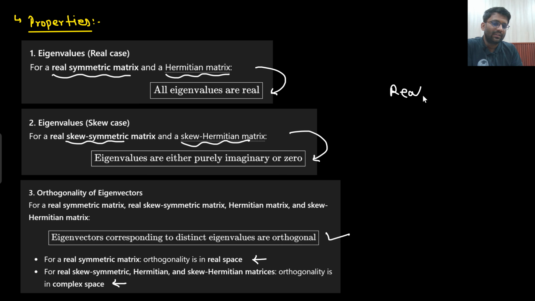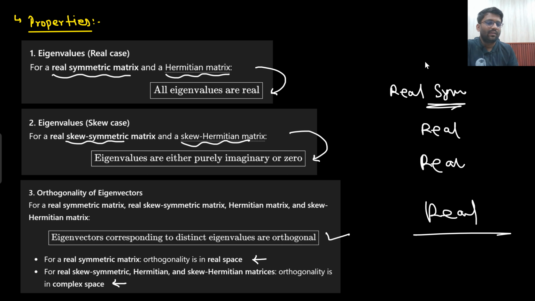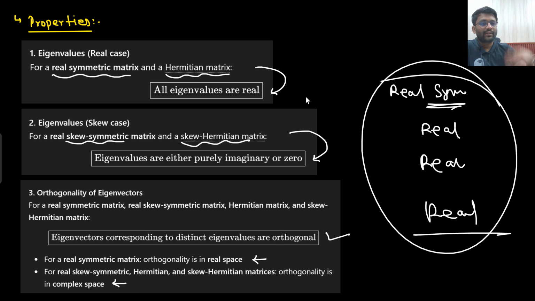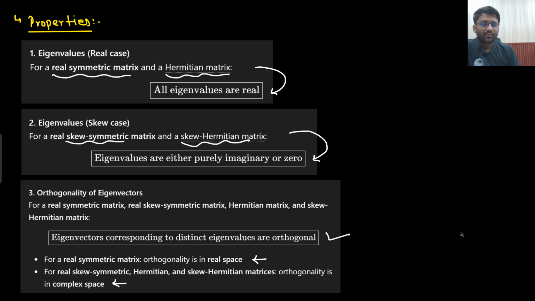But what about the real symmetric matrix? Here the matrix is also real, and eigenvalues are also real. So the eigenvector will also be real. Real, real, real, real. In the rest of the cases, there could be complex values, but in case of a real symmetric matrix, they will always be real. So very simple properties are there.